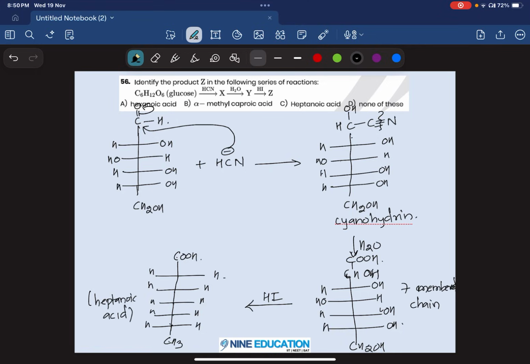Why an extra carbon? Glucose is generally a six-membered compound. The extra carbon is added because of cyanide. The carbon from cyanide is actually this carboxylic acid. It has turned into the carboxylic acid. So that is heptanoic acid. The answer would be heptanoic acid.